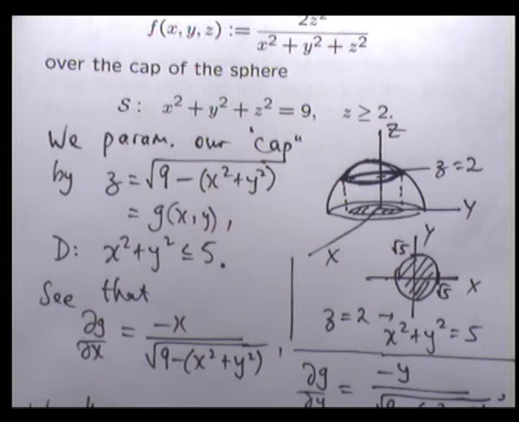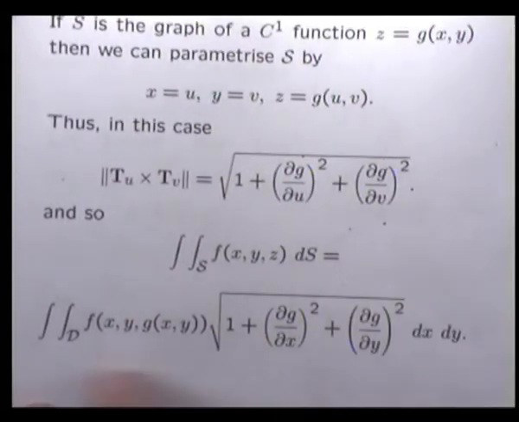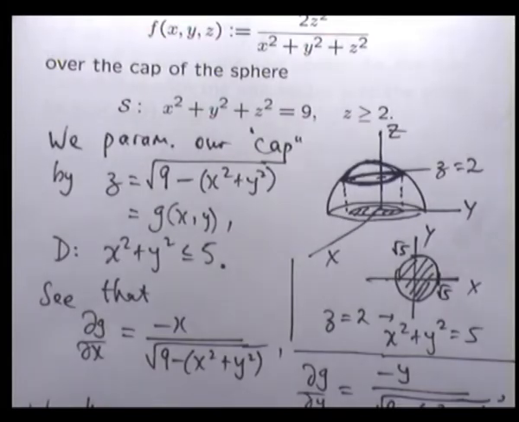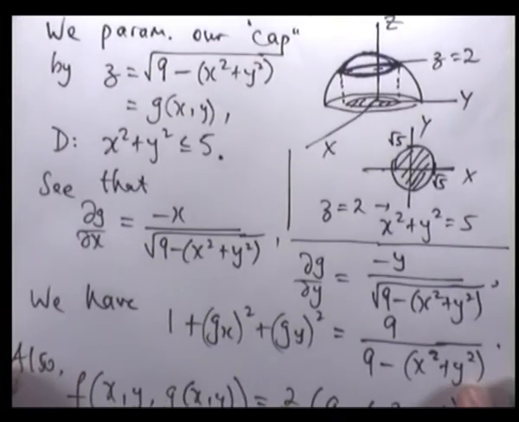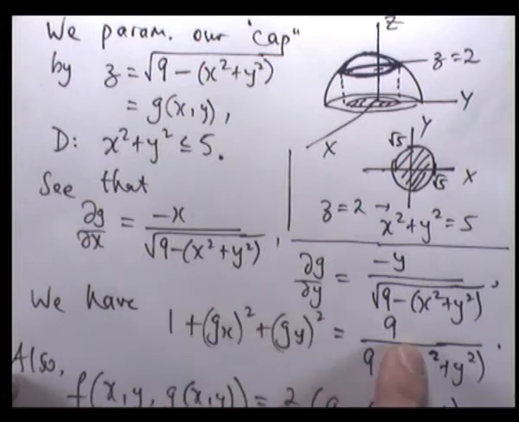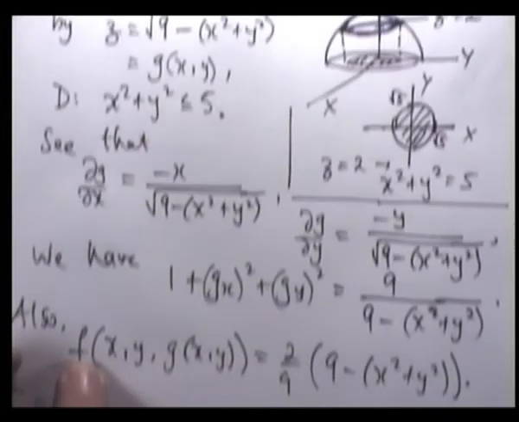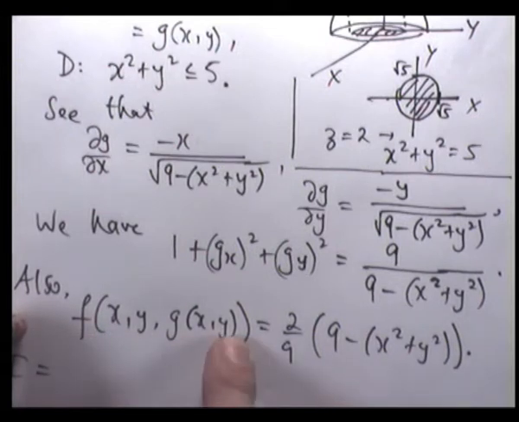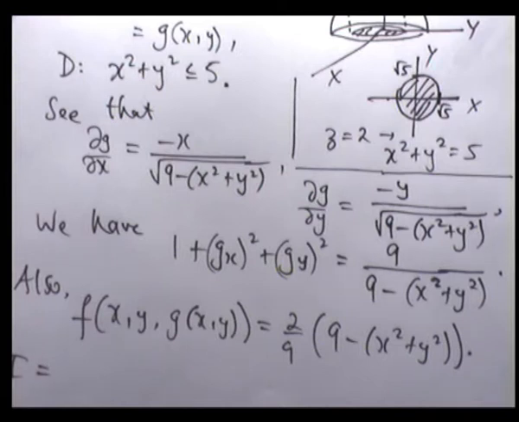Okay, so I then wanted to apply this formula down here. I calculated the partials of g, squared them, added them together, and I evaluated f at x, y, and g. So here are the partials, and here's this expression here. I evaluated f at x, y, and along g, and I came up with this. So what I do now is I put them all together.